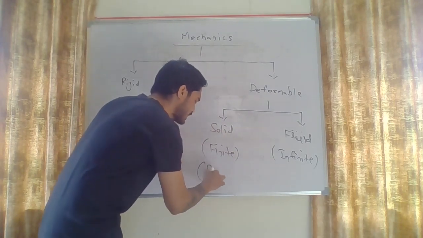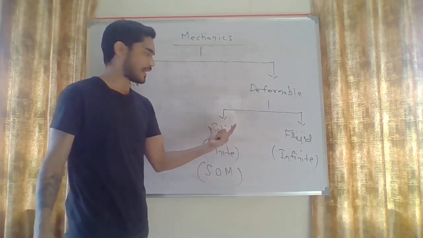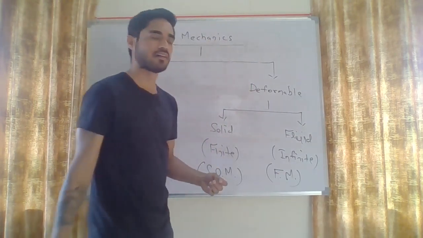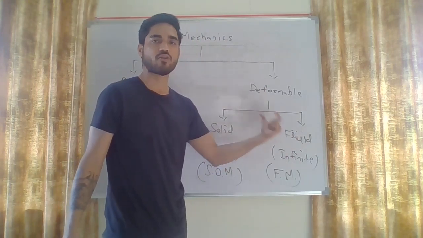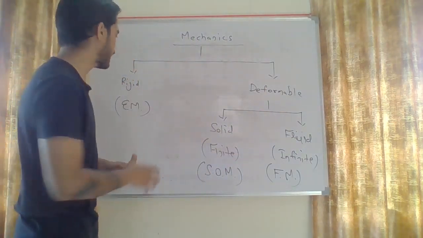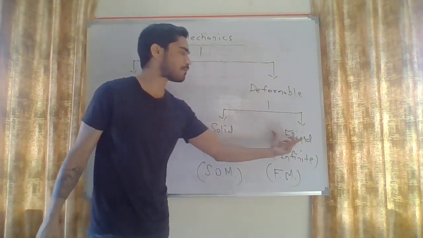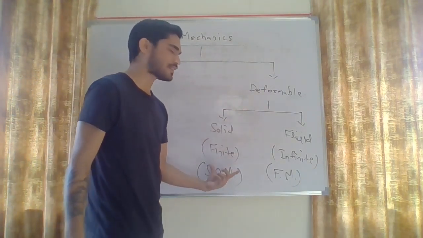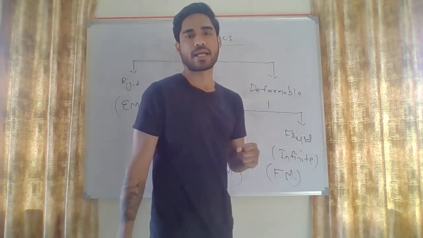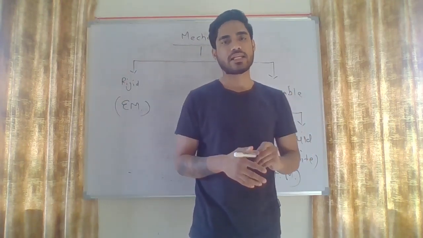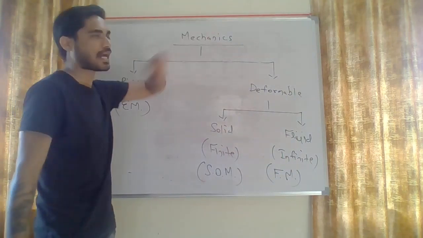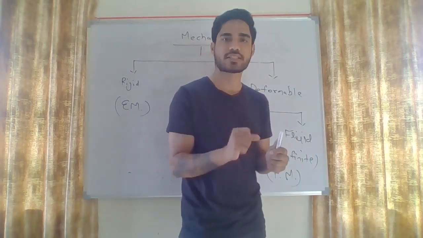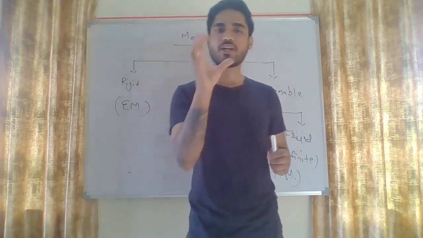Now, whatever we study in strength of material, that is the mechanics of solid bodies, and whatever we study in fluid mechanics, that is the mechanics of fluid. So there are three branches of mechanics: mechanics of rigid bodies, mechanics of solids, and mechanics of fluids. Mechanics of rigid body is termed as engineering mechanics. Mechanics of solid is termed as strength of material, and mechanics of fluid is known as fluid mechanics. So these are three different subjects in mechanical engineering, but all these three are branches of mechanics, which is nothing but the study of forces and their effect on bodies. We study what is the force acting on the body, and what will happen to the body due to this applied force.